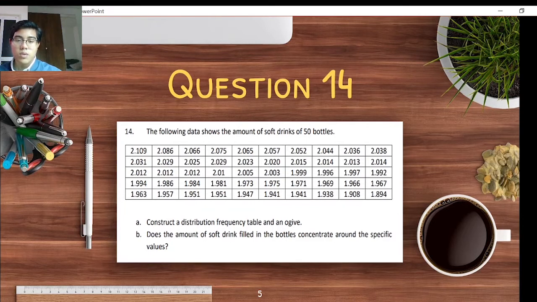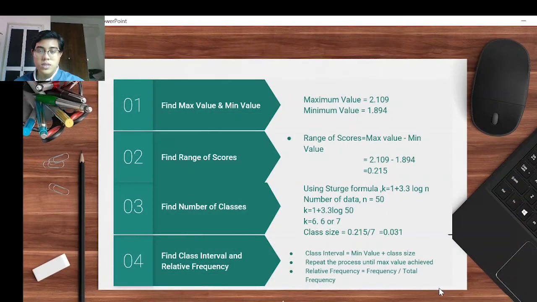First question, we need to construct a distribution frequency table and an ogive. First things first, we need to find the max value and the minimum value, which we will get from the data given. Max value is 2.109 and the minimum value is 1.894. Second step, we need to find the range of scores by max value minus the minimum value. We will get 0.215.